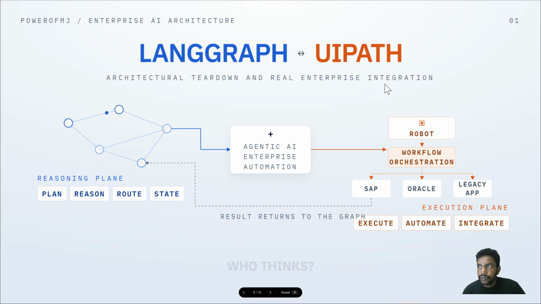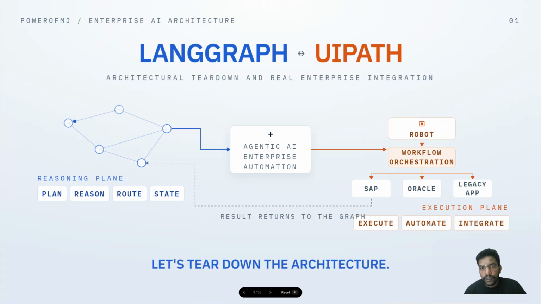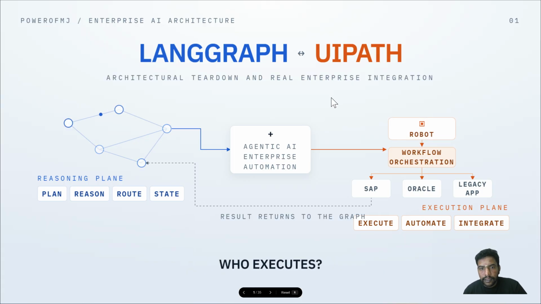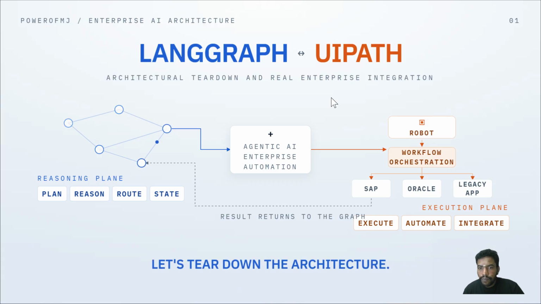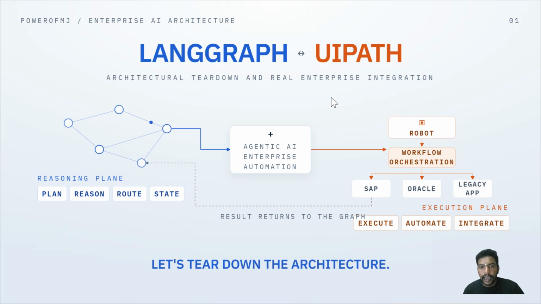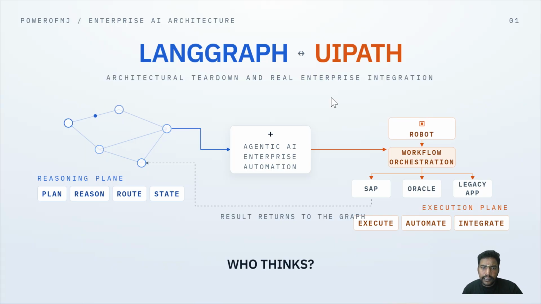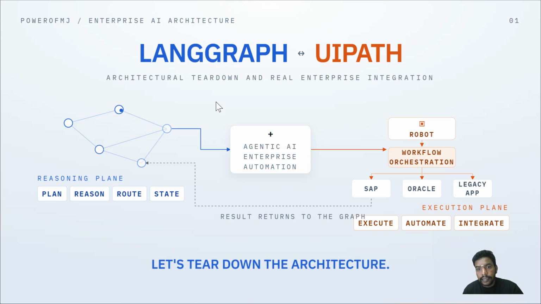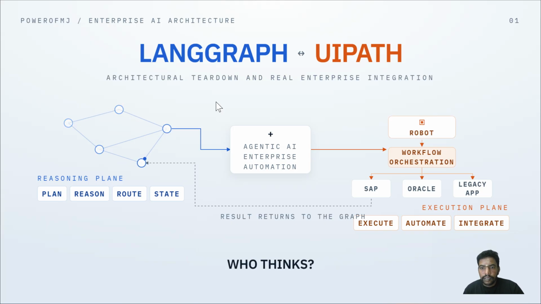So today we are going to see there are two names that dominate every agentic AI conversation. LangGraph and UiPath. Almost every comparison you will find online puts them side by side like competing products, feature against feature, tick against tick. That comparison is not useful to an architect, and the reason is simple. These two things do not sit at the same layer of the system.